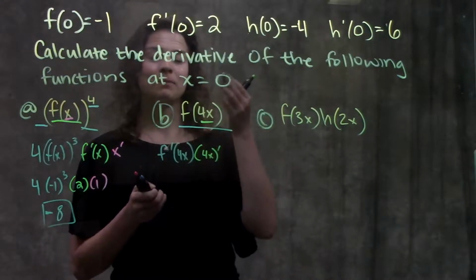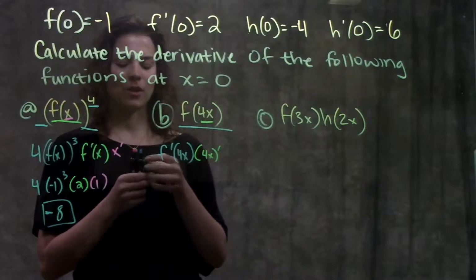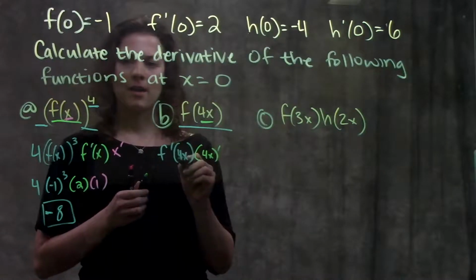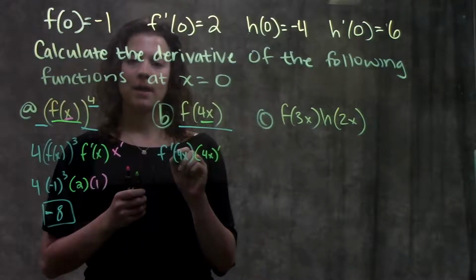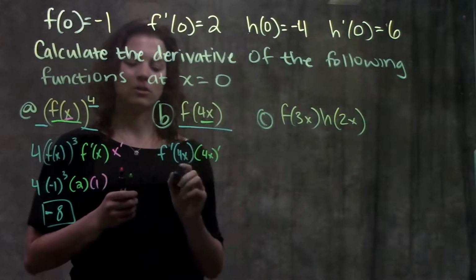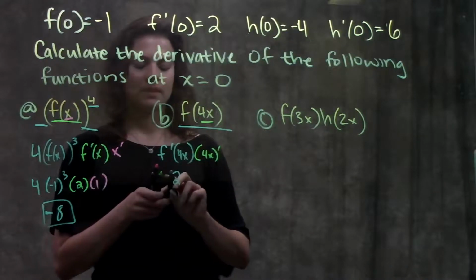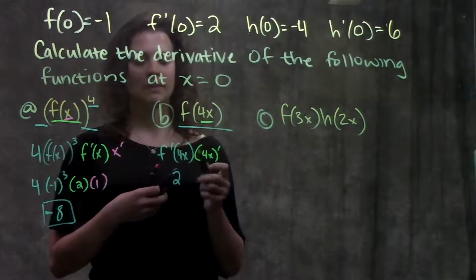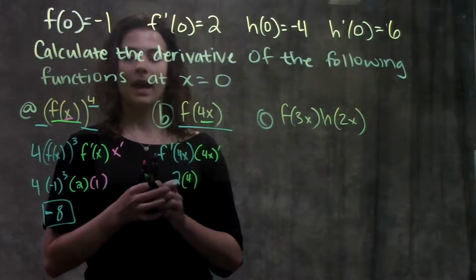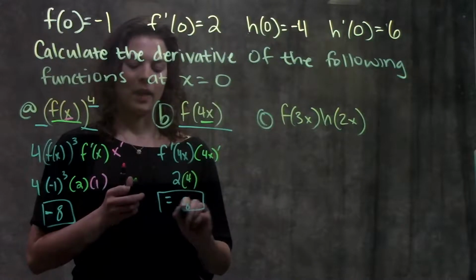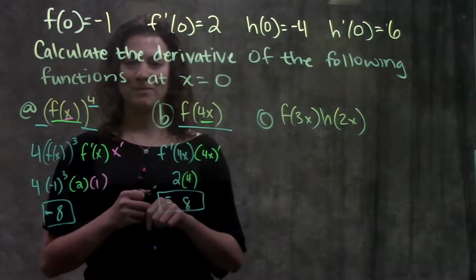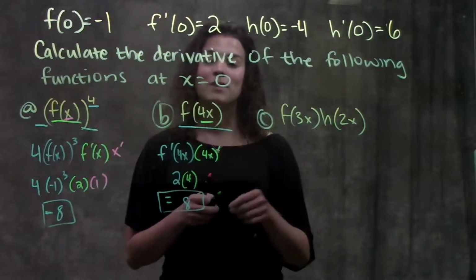From here, I can just plug in my values again. So I have f prime of 4x. Remember, I'm plugging in 0 for x, so this becomes f prime of 0. F prime of 0, they told me, was 2, times the derivative of 4x, that just becomes 4. And 2 times 4 gives me positive 8. That's the answer for part B. Okay, moving on to part C.